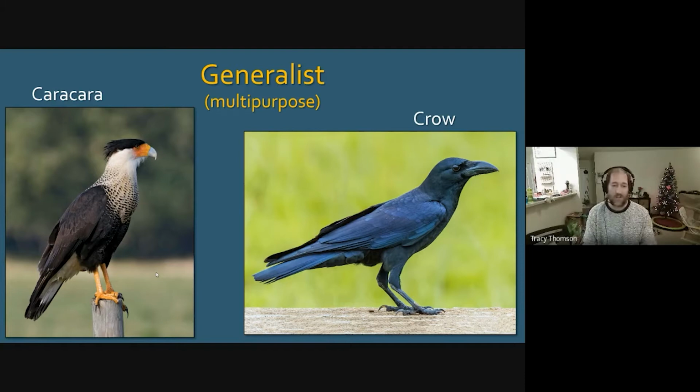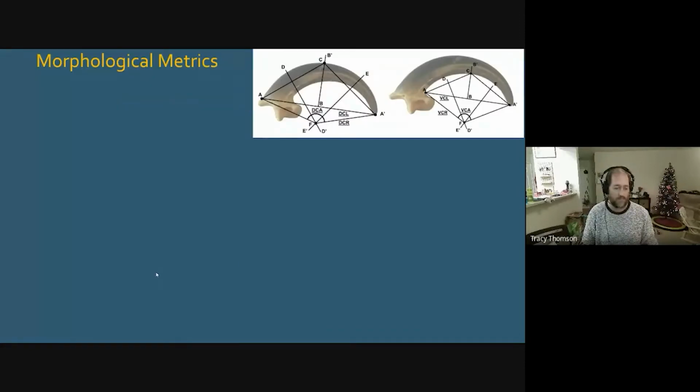There's also documentation of caracaras working in groups of two or three, where one of them will overturn a stone and hold it while the others go in and grab food, and they'll take turns doing this, cooperating with each other to search for and obtain their food. Really smart birds, and something I'd like to look into in more detail is how their behavior operates.